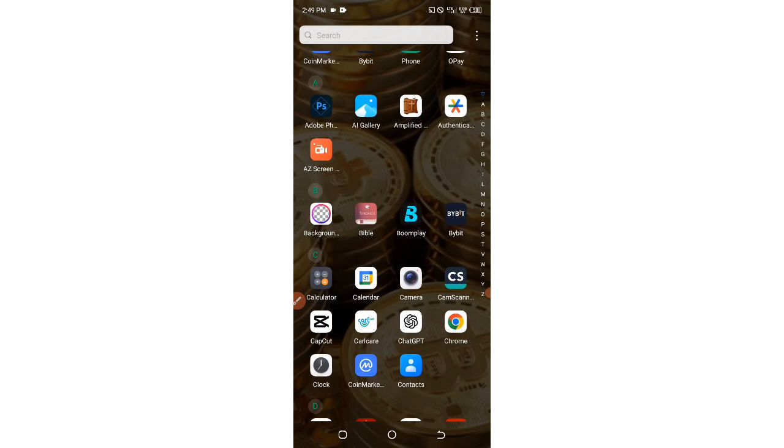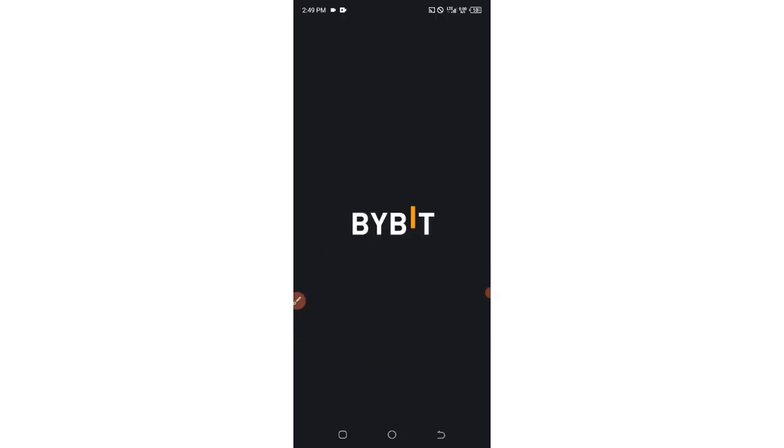So we are going to be learning how you will be able to make up to $10 every single day, trading P2P on Bybit. Any other crypto exchange, you can also implement this method. So let's go over to our Bybit. Click on Bybit.